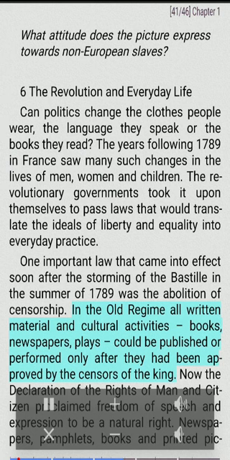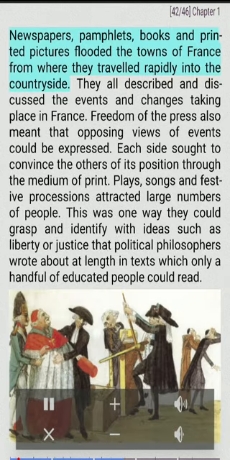In the old regime, all written material and cultural activities, books, newspapers, plays, could be published or performed only after they had been approved by the censors of the king. Now the Declaration of the Rights of Man and Citizen proclaimed freedom of speech and expression to be a natural right. Newspapers, pamphlets, books and printed pictures flooded the towns of France from where they traveled rapidly into the countryside. They all described and discussed the events and changes taking place in France.